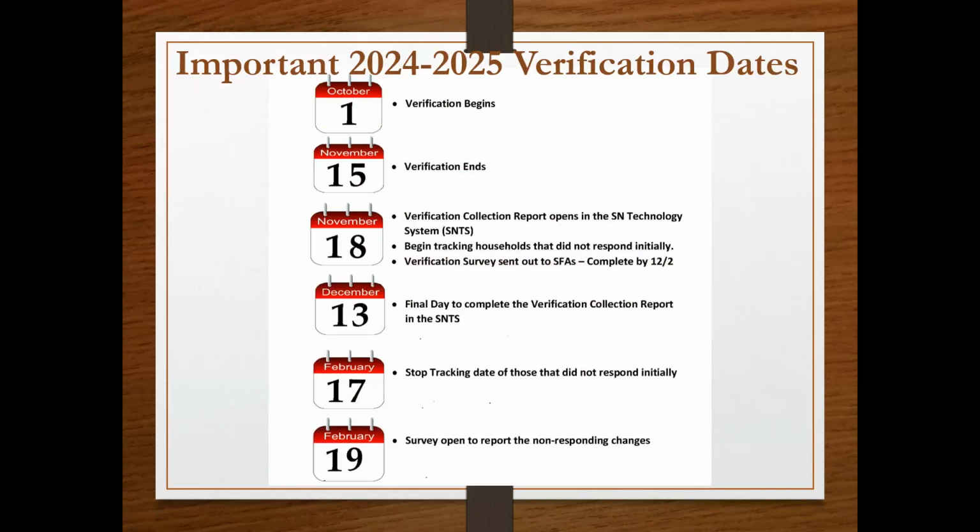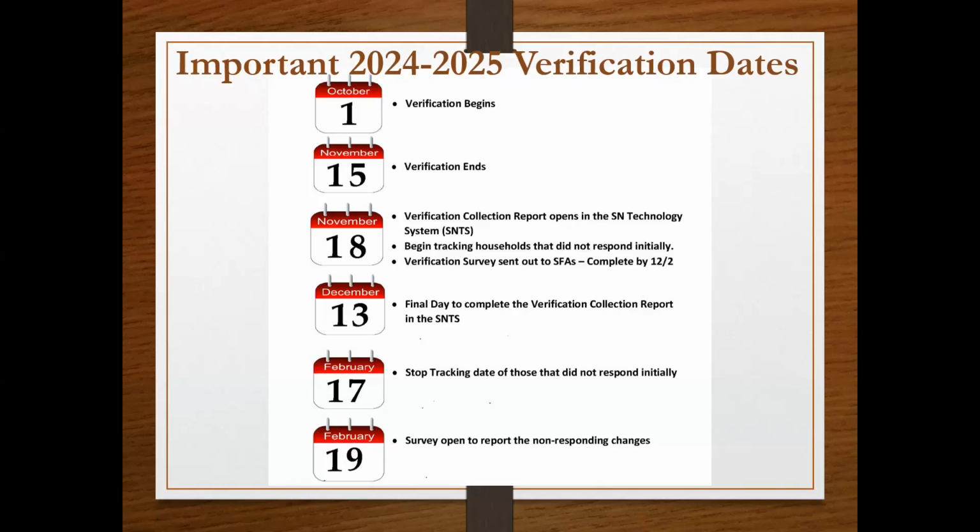Also on November the 18th, which again is a Monday, you'll receive the verification survey that's going to be sent out. And the verification survey just simply says, yes, I completed verification, or no, I did not complete verification. The verification survey and the verification collection report are two different things. The verification collection report, again, is in the school nutrition technology system where you report your verification results. The survey is just something that we have to do to document that either you completed verification or you did not.